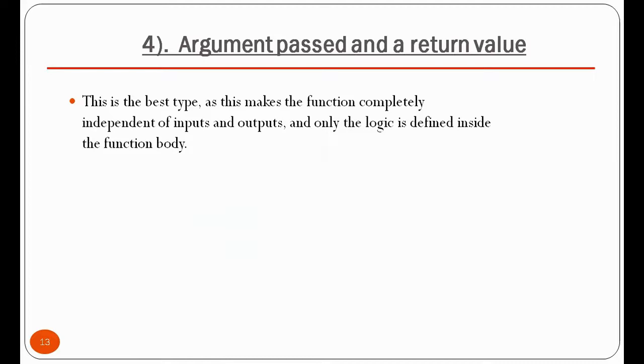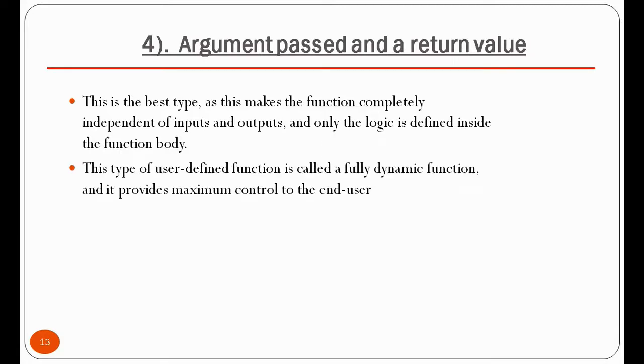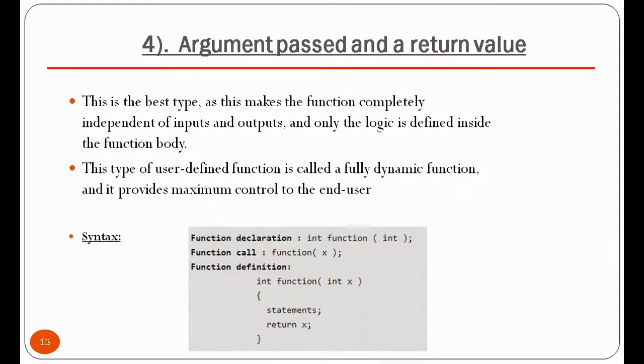This is the preferred type, in which the function name will define the task that will be performed by the function, right? And you will just call the function and get the value. We will pass the arguments while calling the function. This type of user-defined function is called a fully dynamic function and provides maximum control to the end user. So the syntax is very clear.